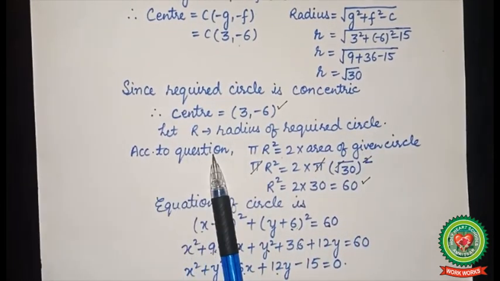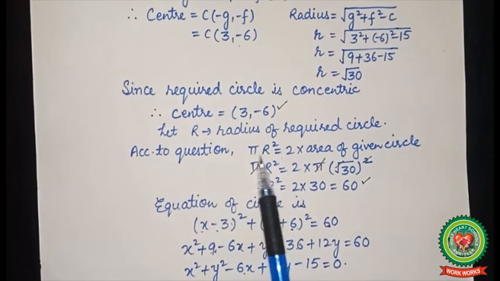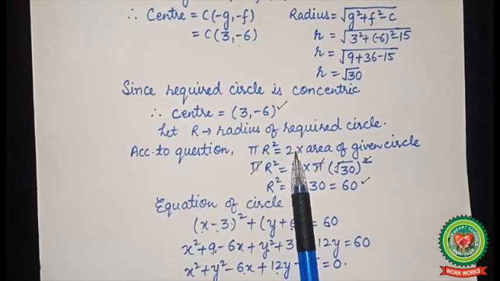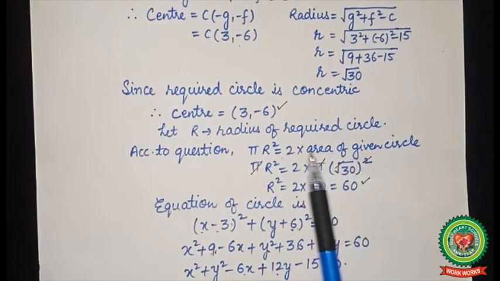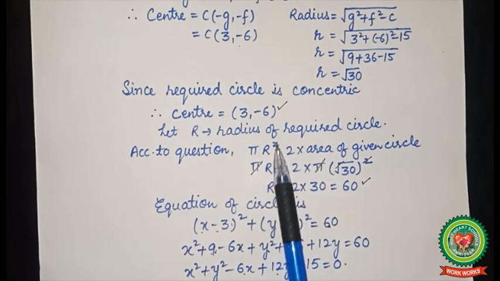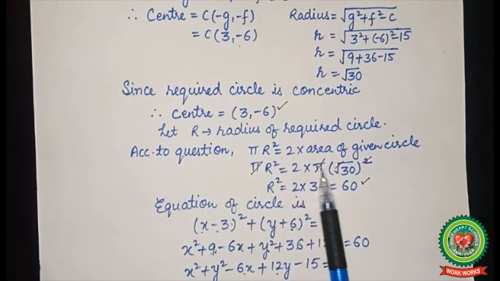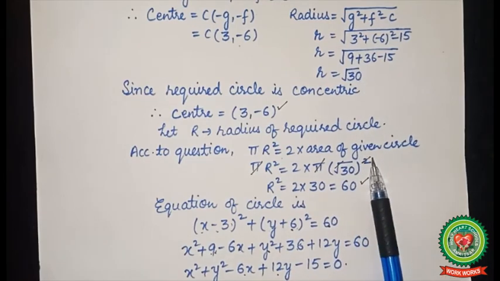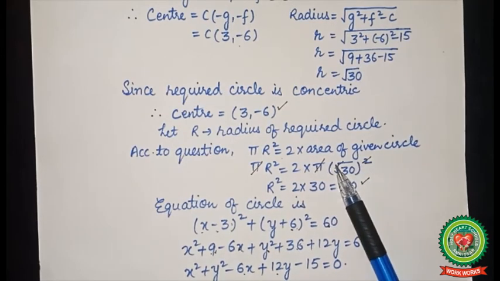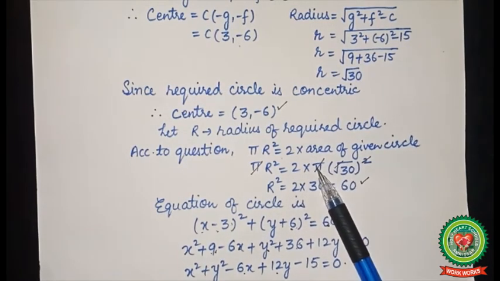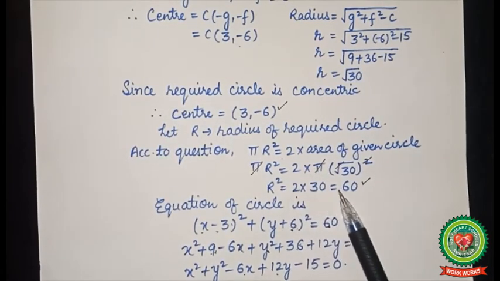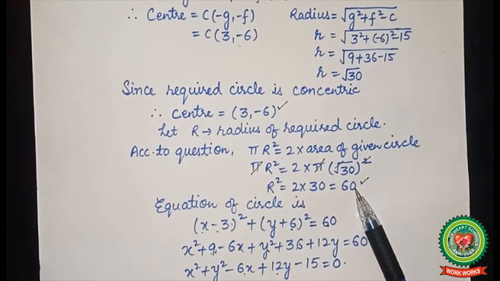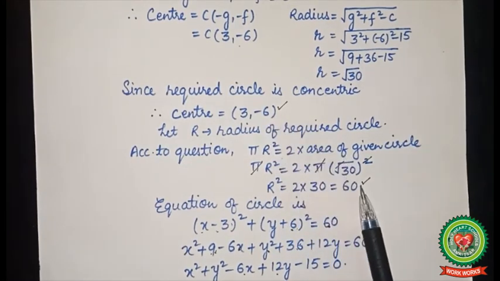Now according to the question, the area of the required circle is equal to double, that is 2 times the area of the given circle. Now applying the formula, pi R square is equal to 2 into pi and this is small r whole square. Value of small r is under root 30. So on solving, here we are left with 30 only. Pi cancels with pi. So value of R square is 2 into 30 is equal to 60. Now we have a radius and the center.